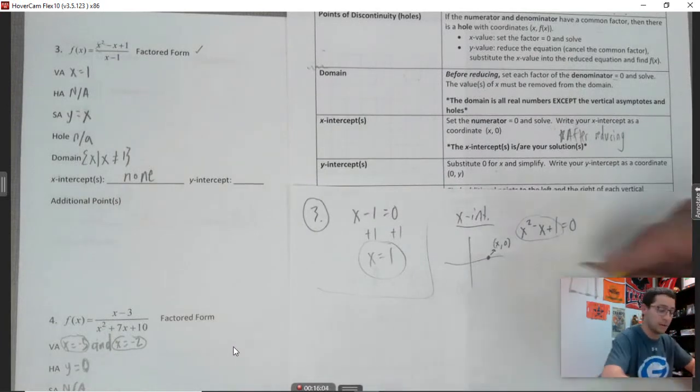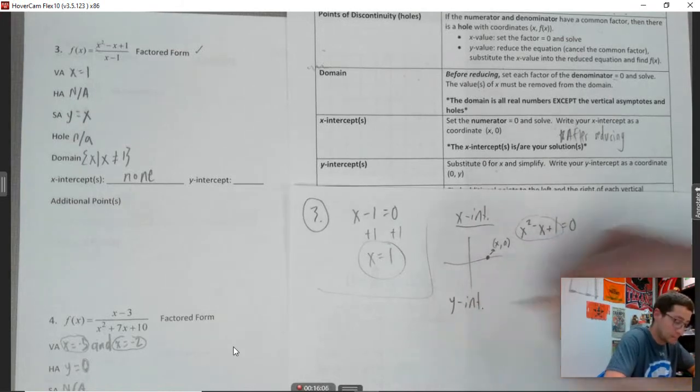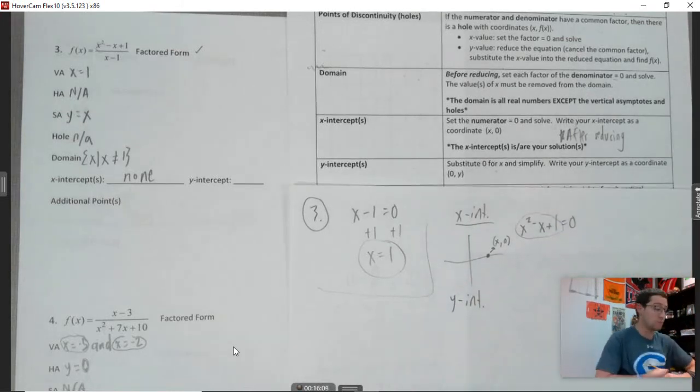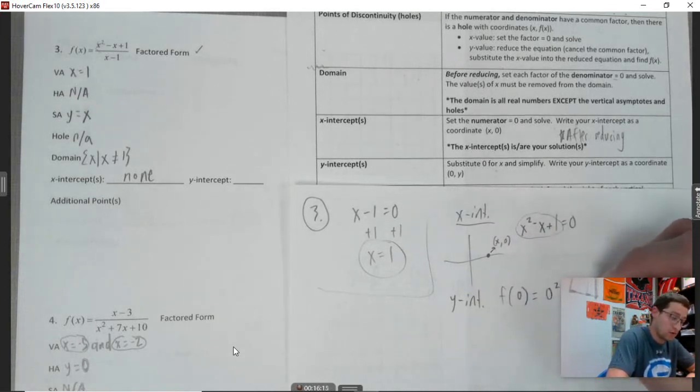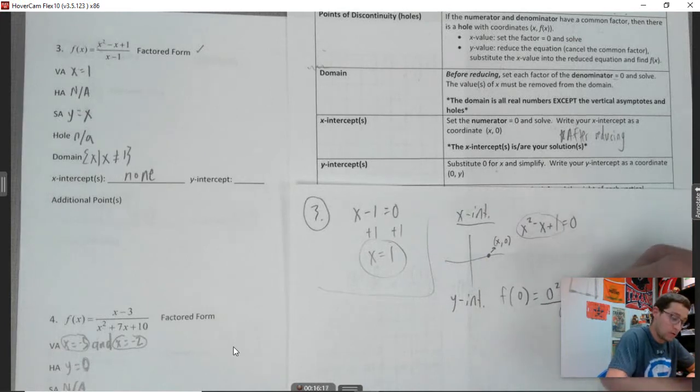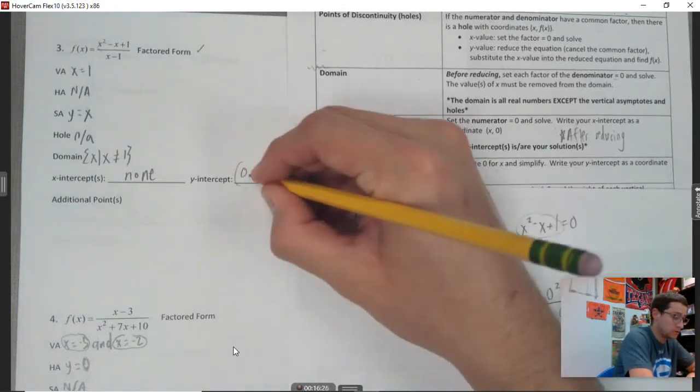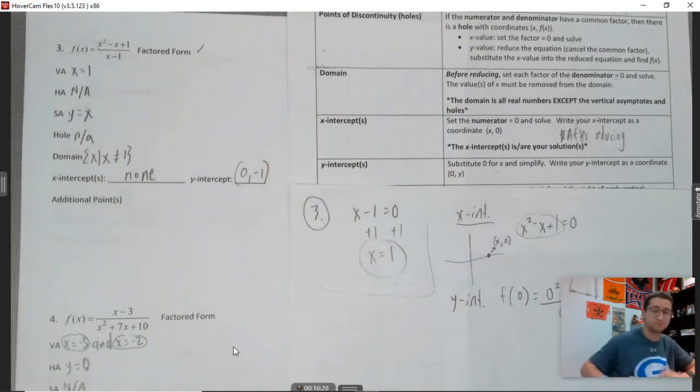All right, y-intercept. We're just going to plug it in. So I've got f of 0, and we've got 0 squared minus 0 plus 1, all over 0 minus 1. So I've got 1 on top, and then over negative 1. So this entire thing is negative 1. So my y-intercept is (0, negative 1).